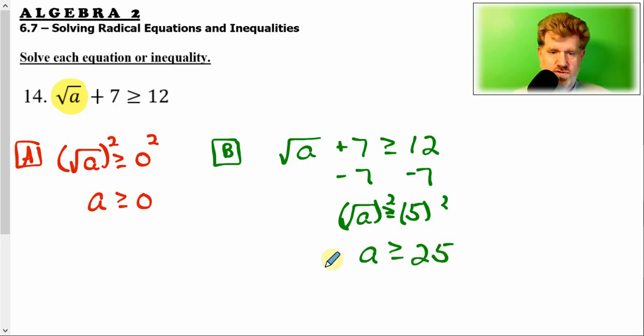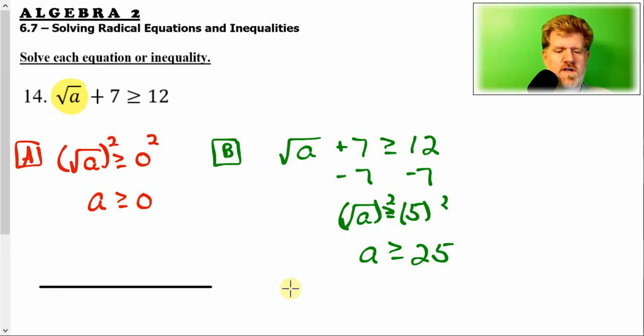This is also true. Now, if you look at these two answers, you might think, wait a minute. a's got to be greater than 0, got it. But this says a has to be greater than 25. Well, then this case is irrelevant. If a is greater than 25, it's always greater than 0. But let me show you another way to think about this.